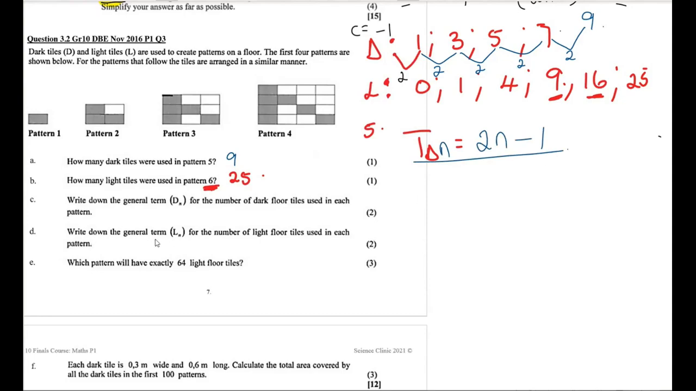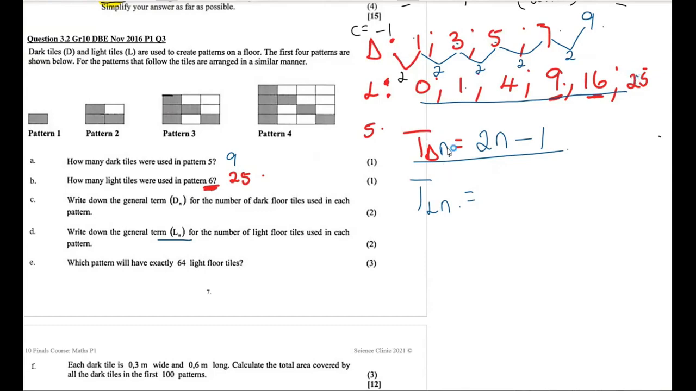Now it says, what about the light tiles? The general term for the light tiles. What do you think will happen to the light tiles? The T lights. Considering they are not linear, but we have noticed that if we look at the patterns, we have got 1 squared, we have 3 squared there, we have 5 squared there.